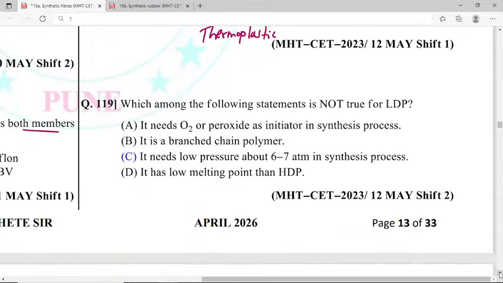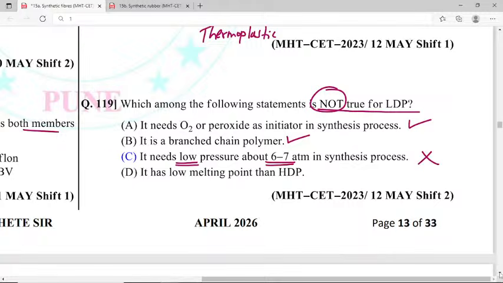Which among the following statements is not true for LDP, low density polythene? It needs oxygen or peroxide as initiator in the synthesis process. Yes, it is correct. It is a branch chain polymer. Yes, again correct. It needs low pressure? No, it does not require low pressure. It requires high pressure. So this is not true, this is not correct.